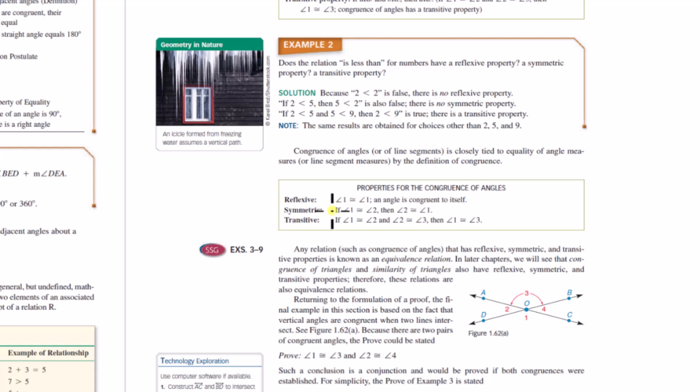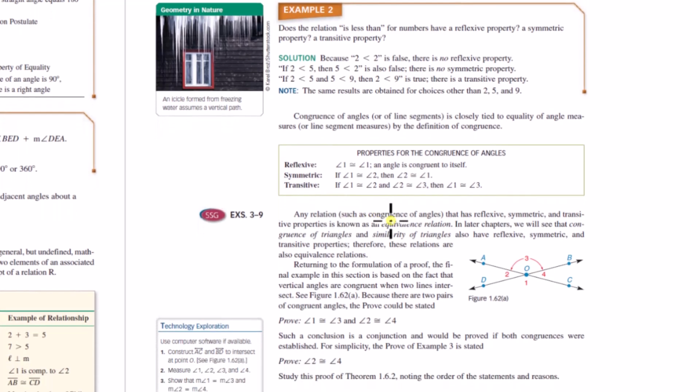Properties for the congruence of angles. Reflexive. Angle 1 is congruent to angle 1, an angle is congruent to itself, yeah. But less than, that wasn't true, right? It's also symmetric and it's also transitive. Now, this is just congruence of angles. This might not be the case for a congruence of other shapes. So as far as the congruence between angles, that obeys the reflexive, symmetric, and transitive properties.